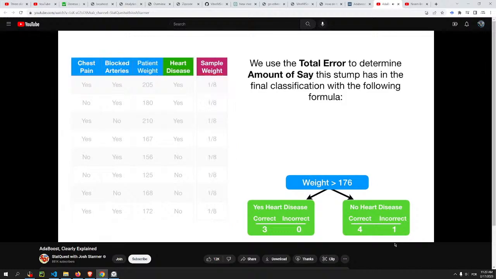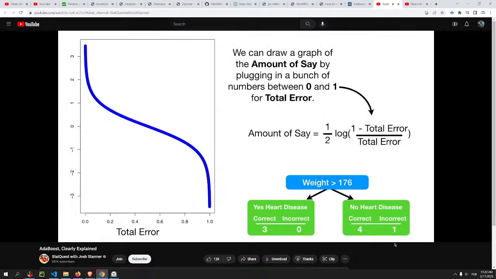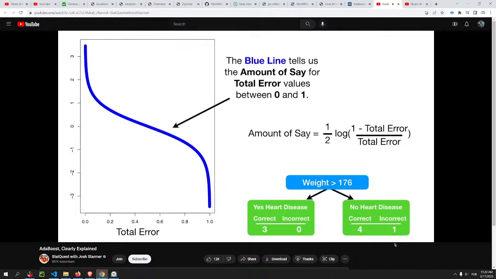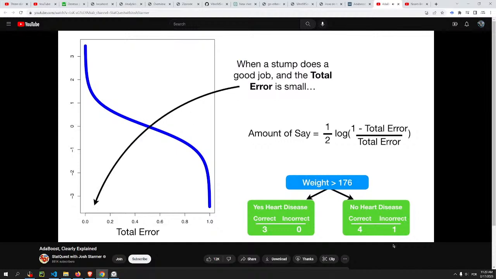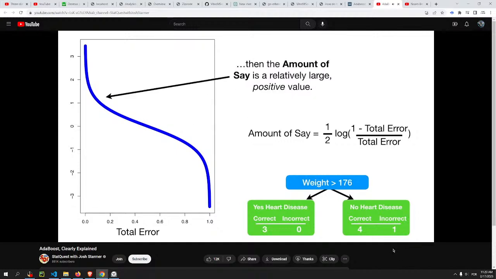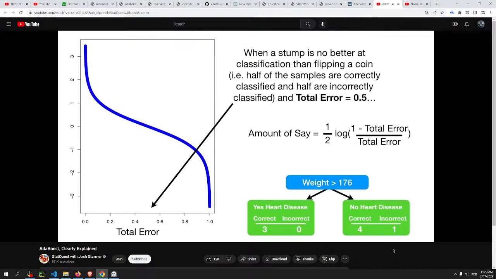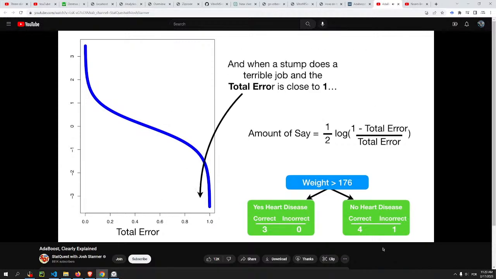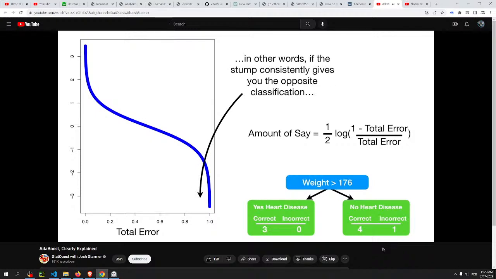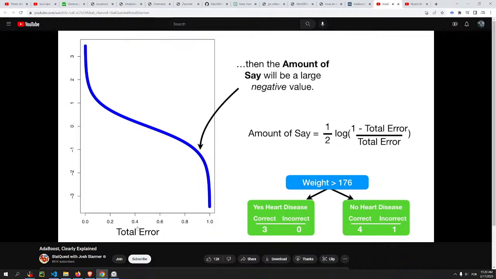We use the total error to determine the amount of say this stump has in the final classification with the following formula. Amount of say equals 1/2 times the log of (1 minus the total error) divided by the total error. We can draw a graph of the amount of say by plugging in a bunch of numbers between 0 and 1 for total error. The blue line tells us the amount of say for total error values between 0 and 1. When a stump does a good job and the total error is small, then the amount of say is a relatively large positive value. When a stump is no better at classification than flipping a coin, i.e. half the samples are correctly classified and half are incorrectly classified, and the total error equals 0.5, then the amount of say will be 0. And when a stump does a terrible job and the total error is close to 1, in other words, if the stump consistently gives you the opposite classification, then the amount of say will be a large negative value.